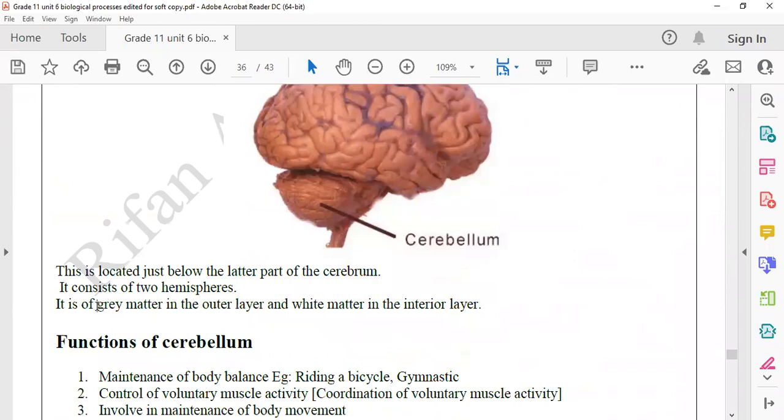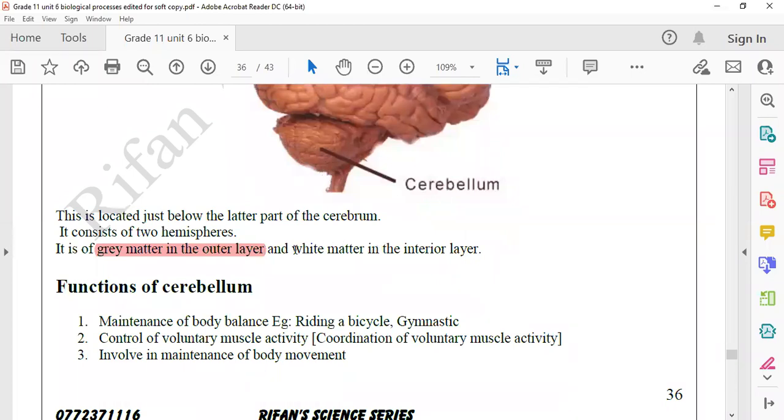Same thing is available here. Here also, the outside layer is made of what matter? Gray matter. Gray matter is made of whom? Cell bodies. White matter is interior. Inside it is white in color. White matter is made of whom? Already given to you. White matter is made of nerve fibers.